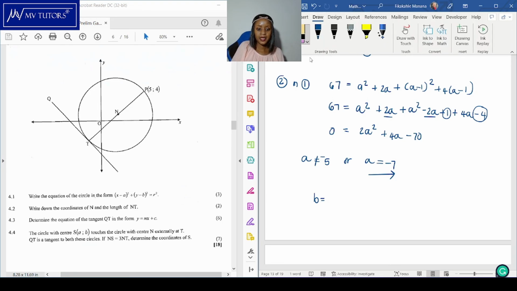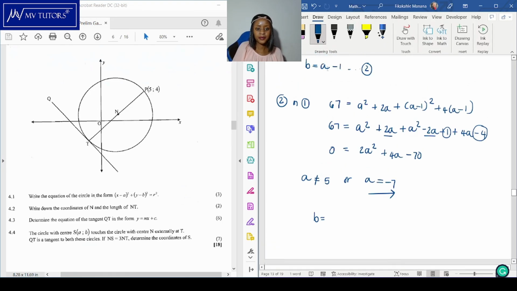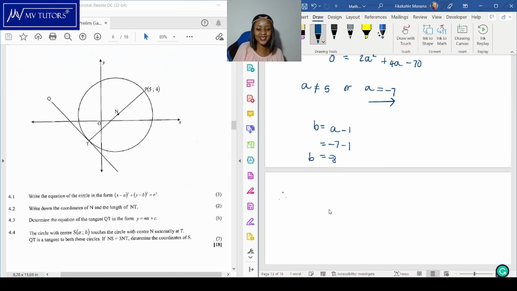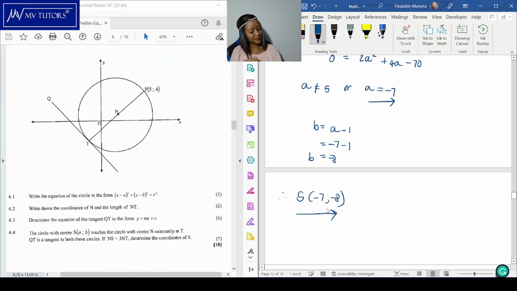Okay, b is equal to a minus 1, and a is negative 7 minus 1. So it's negative 8. Okay, therefore the coordinates of S are negative 7 and negative 8. Okay, and I guess that's it.